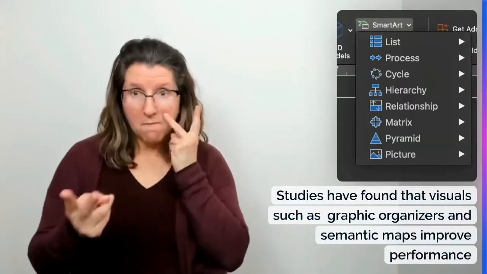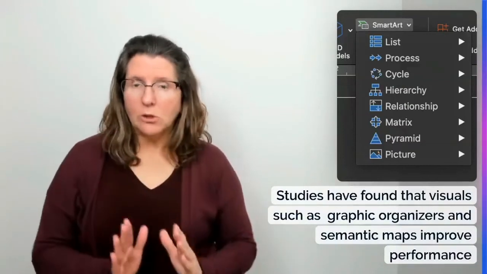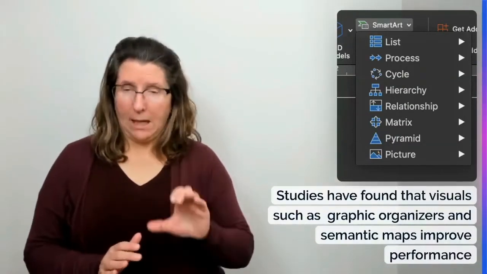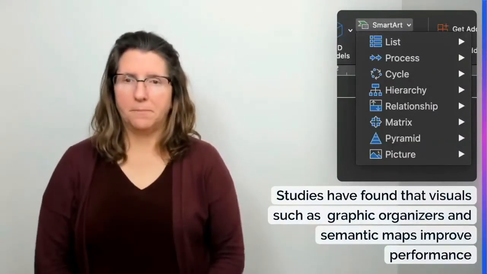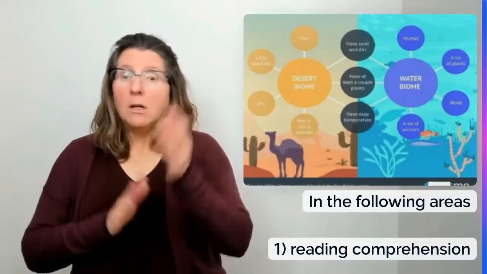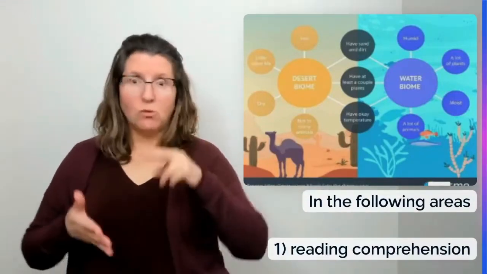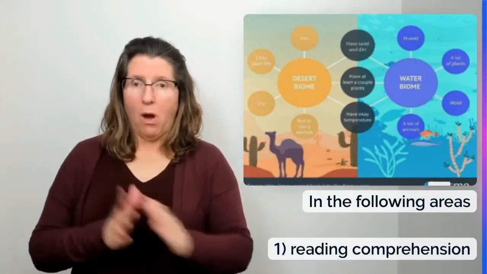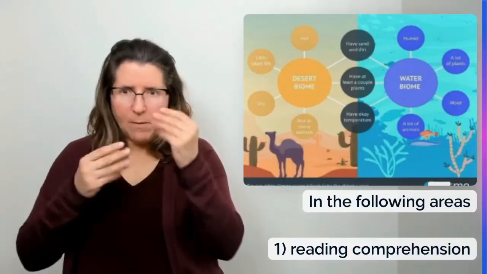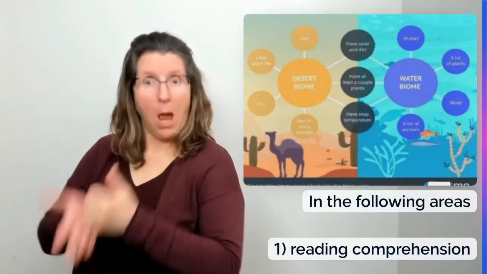Studies have shown that visuals, such as graphic organizers and semantic maps, improve performance. Performance improved in the following areas. First, in reading comprehension. Using a graphic organizer means the images can be manipulated, and when connected to the text, comprehension is improved.